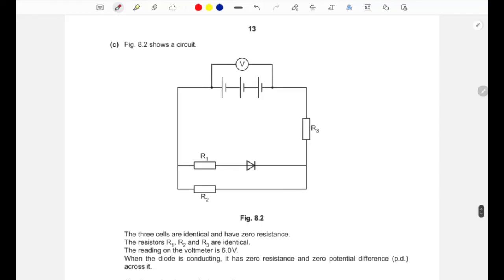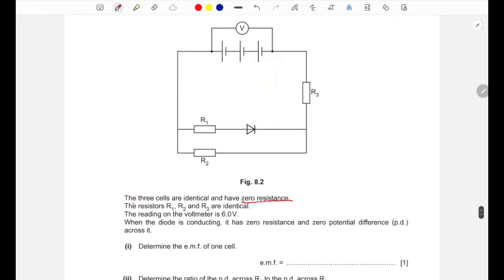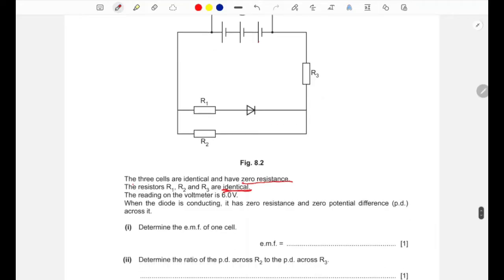Part C. Figure 8.2 shows a circuit. The 3 cells are identical and have 0 resistance. So these 3 cells have 0 resistance, and the resistors R1, R2, and R3 are identical. This is very important now. The reading on the voltmeter is 6 volts. When the diode is conducting, it has 0 resistance and 0 potential difference. So that means this diode won't be affecting the current in any way, except for the direction, of course.